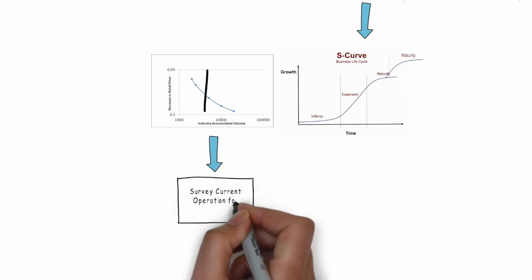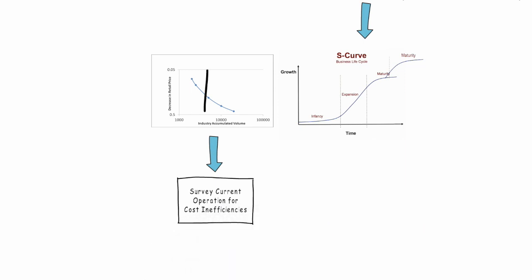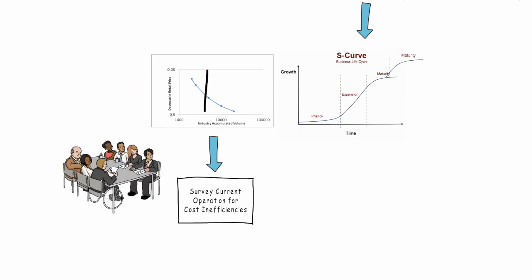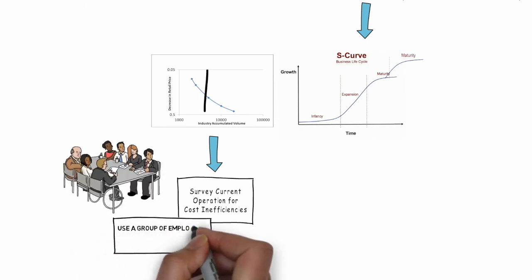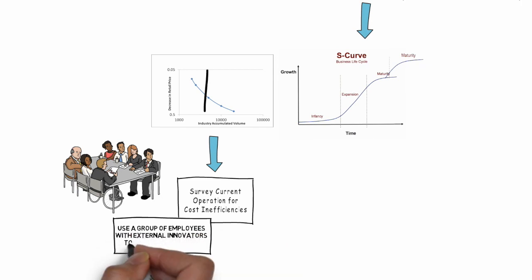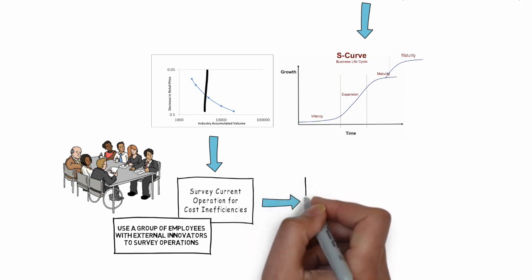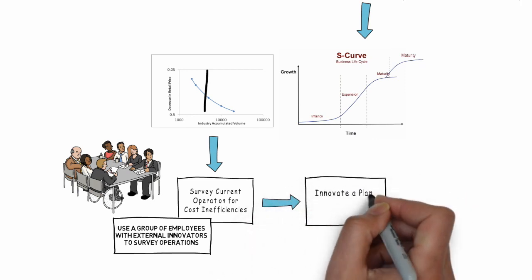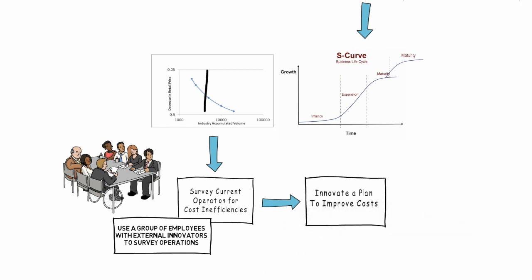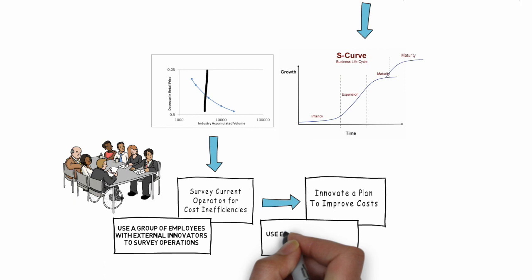This can be achieved through an innovative process that starts with a survey of your current operations. This is best done by teams that include both current employees who are familiar with those operations, plus consultants, and in some cases engineering students, who can bring a fresh look to those operations and innovation. Once business proposals are created, an innovation plan to improve costs can be implemented. It's best to use external innovators who are experts at the specific technologies for these processes.